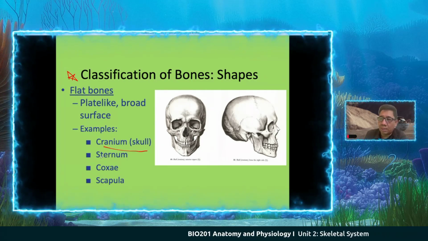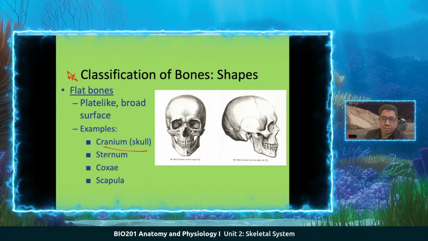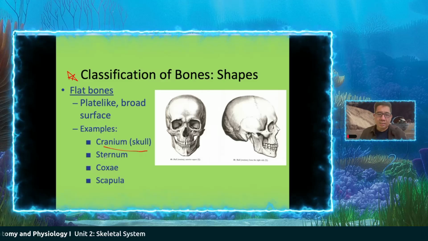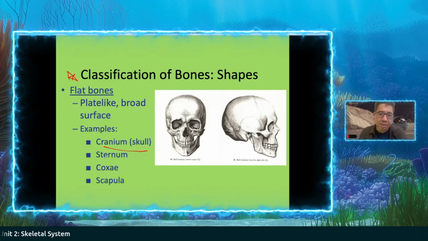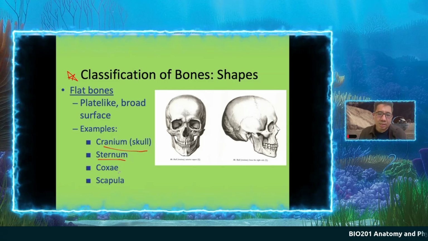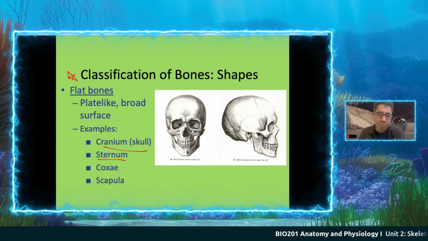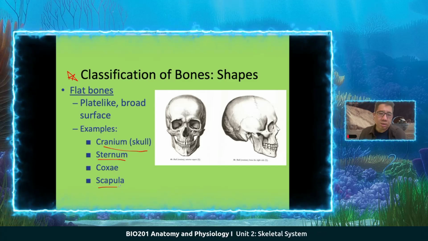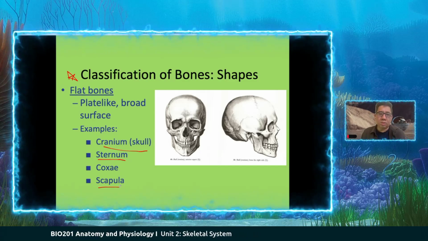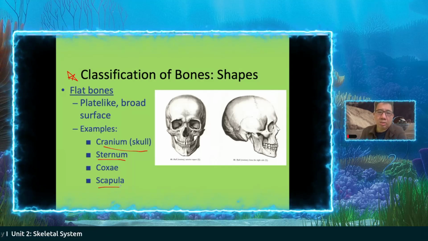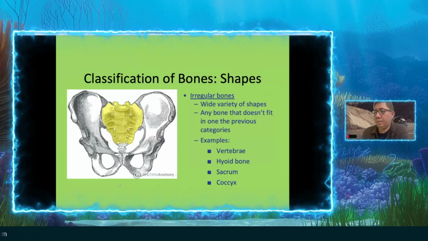Okay, your sternum, which is right here in the middle of your chest, between your rib cage, is also a flat bone. The coxae, which are your hip bones, are also flat bones. Your scapula is also a flat bone, which is in the back here. Okay, those are considered flat bones.